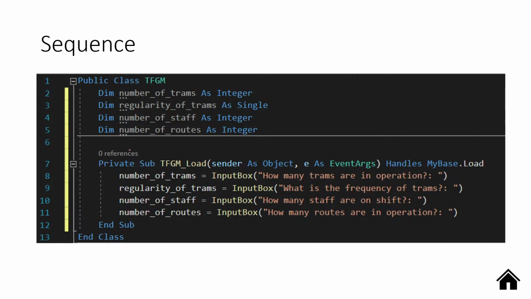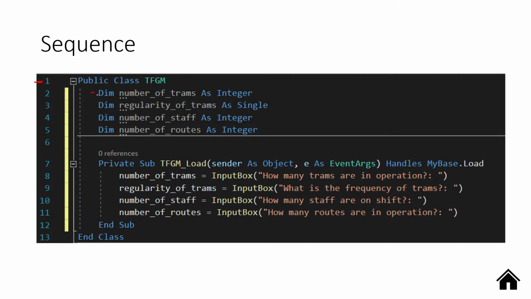Now, sequence is where code starts from the top and it flows in order. So first we look at the public class TFGM, Travel for Greater Manchester, and then we have a variable being declared. This is Visual Basic, by the way, .NET. You declare a variable called number of trams as an integer, then regularity of trams as a single, number of staff as an integer, and number of routes as an integer.